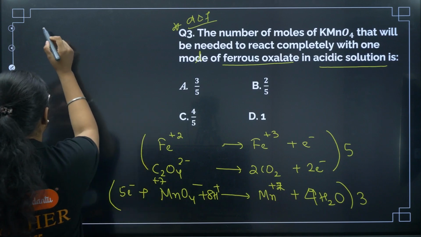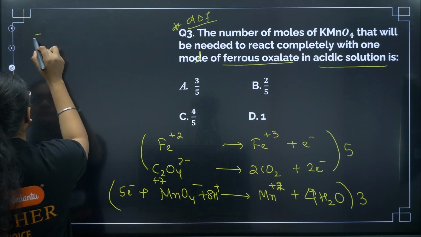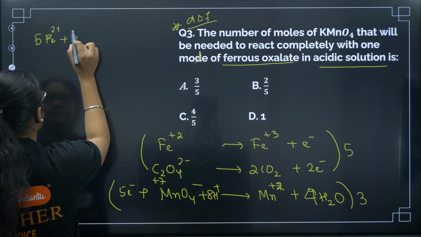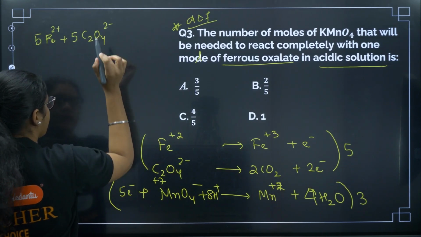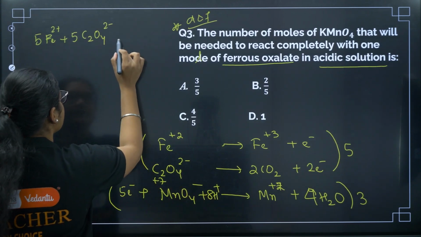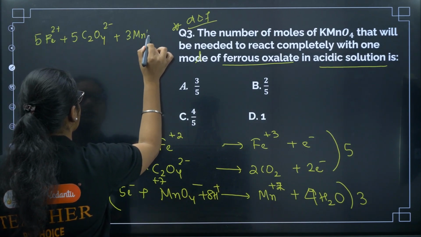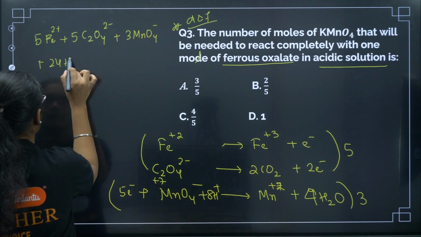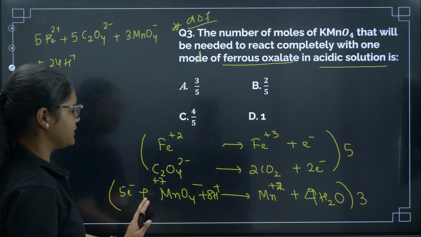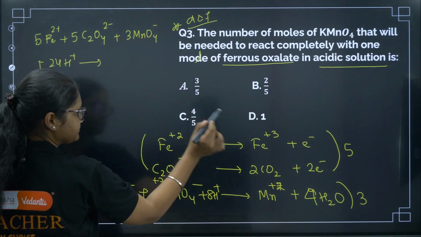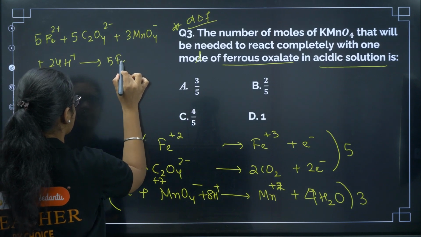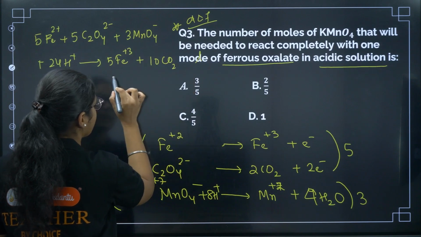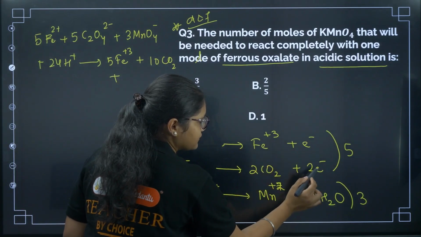So the final reaction that I'll get is we will have 5 Fe2+, and we will have 5 C2O4 2-, and then we will have 3 MnO4-, and then we will have 24 H+. Okay, I completed all the left hand side. Now let us go to the right hand side. Here we will have 5 Fe3+, and we will have 10 CO2, and then we will have 2 plus 3, total 3, 15 electrons.